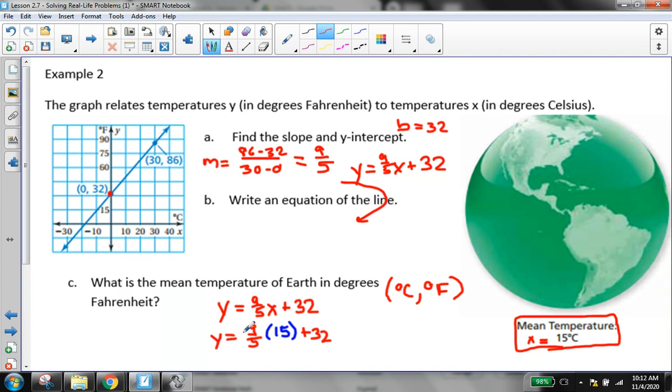So I'm going to use my calculator to do that. So I got 9/5 times 15 plus 32, and I'm coming up with an answer of y equals 59. So my answer is going to be 59 degrees Fahrenheit. And let's see if that kind of makes sense with our graph. So if I have something that's in between 10 and 20, follow that up on the graph. It's pretty close to 60. So yep, that makes sense. So 59 degrees Fahrenheit is the correct answer for part C.